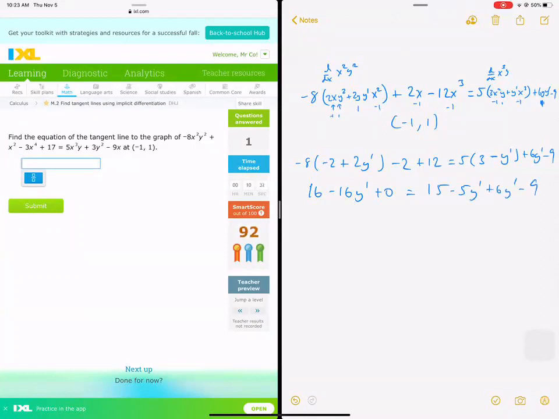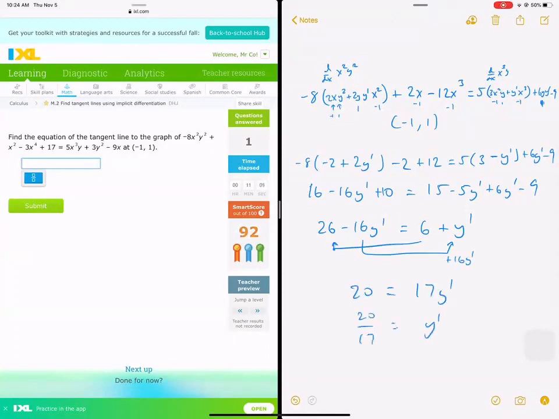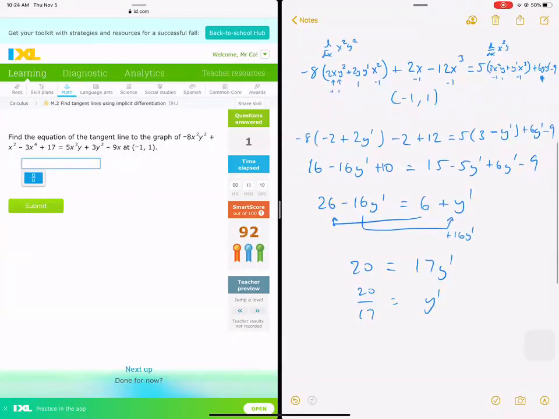So let's move the y primes on one side. Actually, no, let's simplify one more time. We have 10, 26 minus 16 y prime equals to 6 plus y prime. I'm going to move the y primes to one side, plus 16 to both sides. That's 17 y prime. Move the 6 over, that becomes 20. Y prime is equal to 20 over 17. Okay, barring any mistakes, that's what I'm going to stick to.